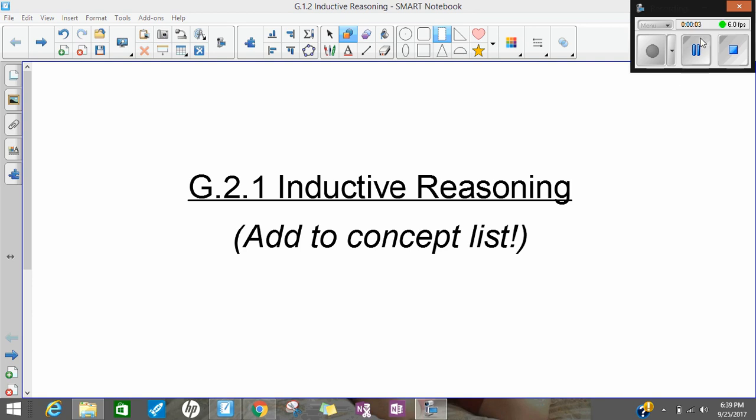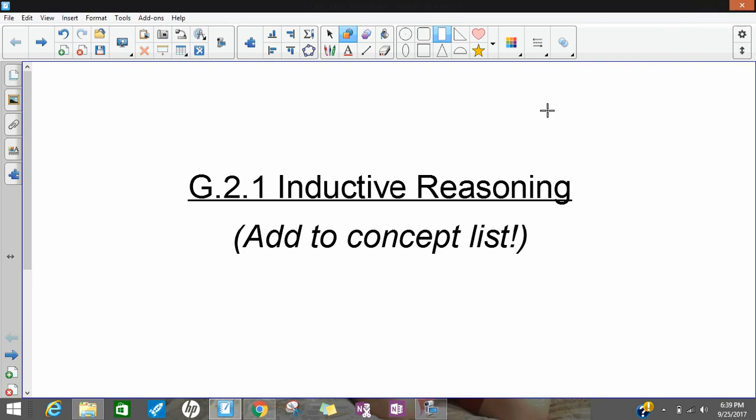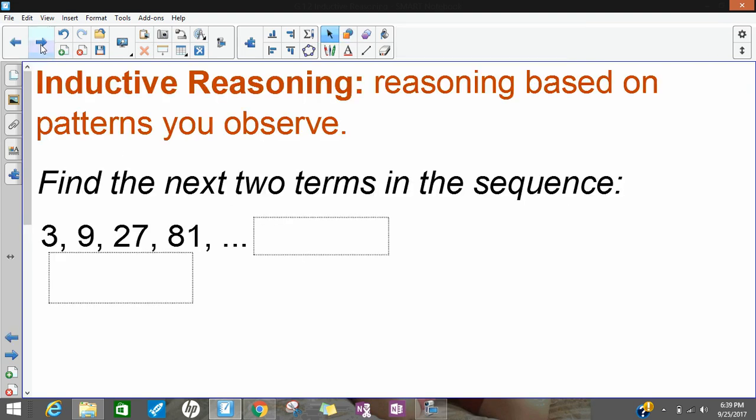Hey y'all, today we are going to start our second unit, which is logic, and we're going to start that by talking about inductive reasoning. So make sure you add inductive reasoning G.2.1 to your concept list. So inductive reasoning is basically observing patterns, and in the few examples we're going to do now, we're going to observe some patterns and see if we can continue those patterns based on our observations.